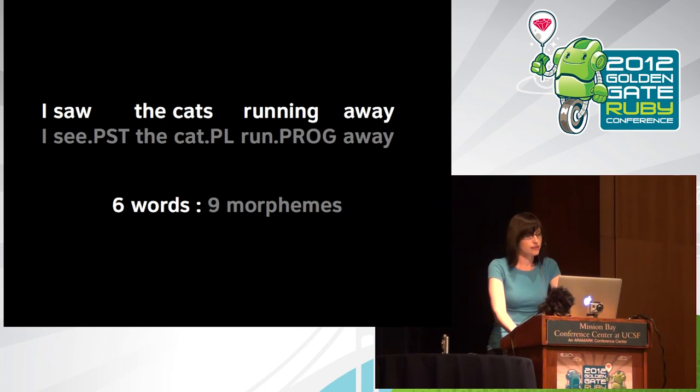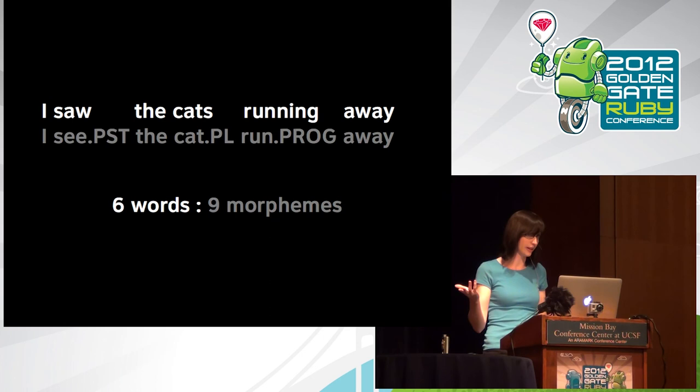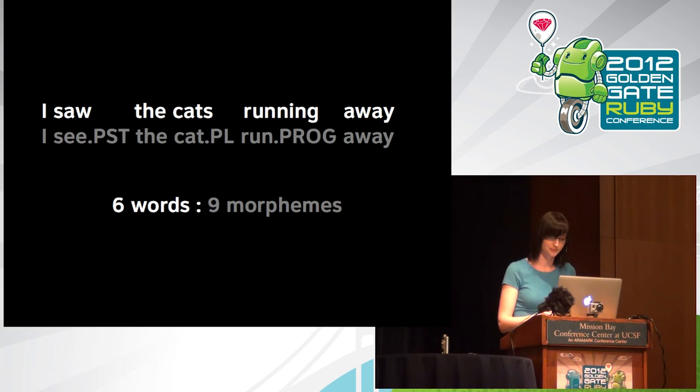So let's take the phrase, I saw the cats running away. We can break this down into 9 morphemes. I, see, past, the, cat, plural, run, progressive, away, right? So 6 words, 9 morphemes. And that's a typical word-to-morpheme ratio in English. So we can calculate the same ratio for any language, actually, and use that ratio to place it on a spectrum accordingly.